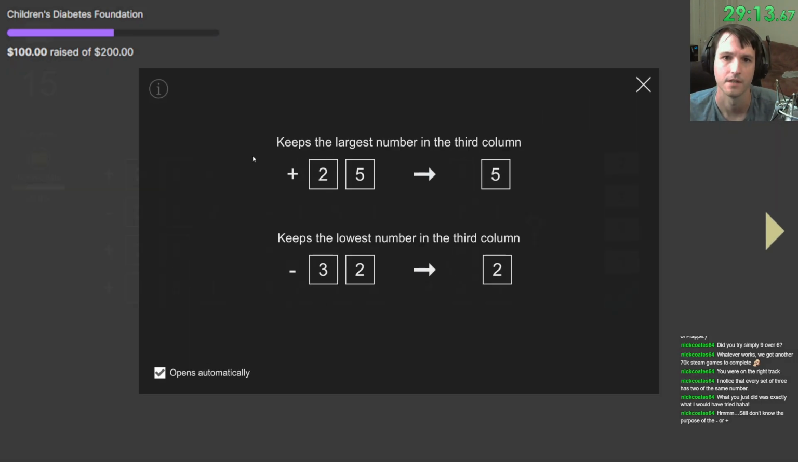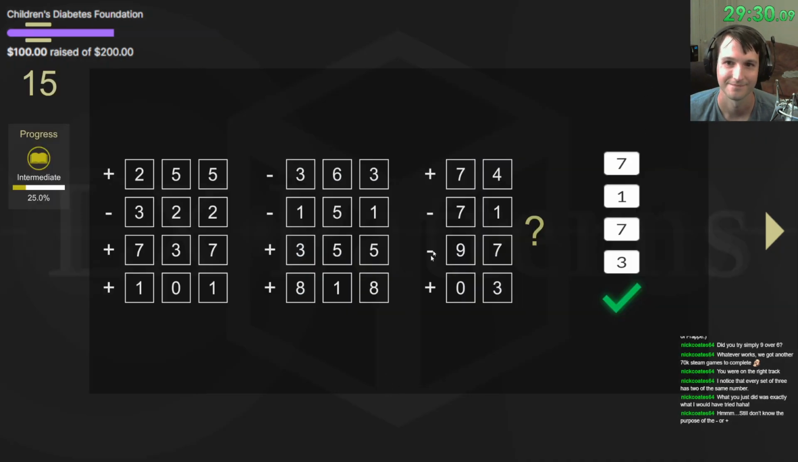Okay, so what is it? Keep the largest number in the third column. Plus keeps the largest number in the third column. Minus keeps the lowest number in the third column. Sure. I guess that is true, right? We wouldn't have figured that out though if we hadn't noticed, or shall I say, if you hadn't noticed that there was a duplicate.